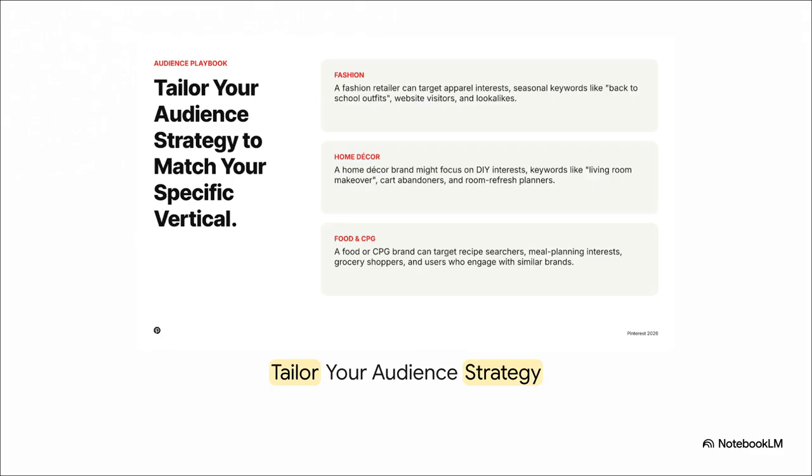Fashion brands might mix general apparel interests with seasonal keywords like back-to-school outfits. Food and CPG brands might target recipe searchers right alongside their broader meal planning interests. It is this combination that builds a seriously powerful full-funnel strategy.